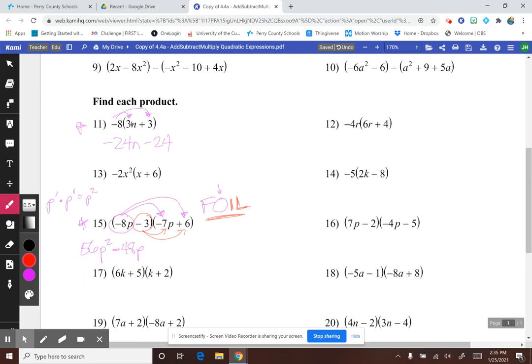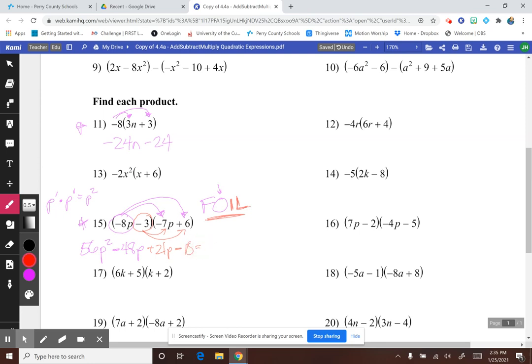Okay? Now let's look at the next part. I've got my inner terms. Negative 3 times negative 7p. A negative times a negative would be positive. 3 times 7 is 21. And again, the p just kind of comes along for the ride. And last but certainly not least, I have negative 3 times 6, which is my last terms, which makes up the L in FOIL. So negative times a positive would be negative. 3 times 6 would be 18.